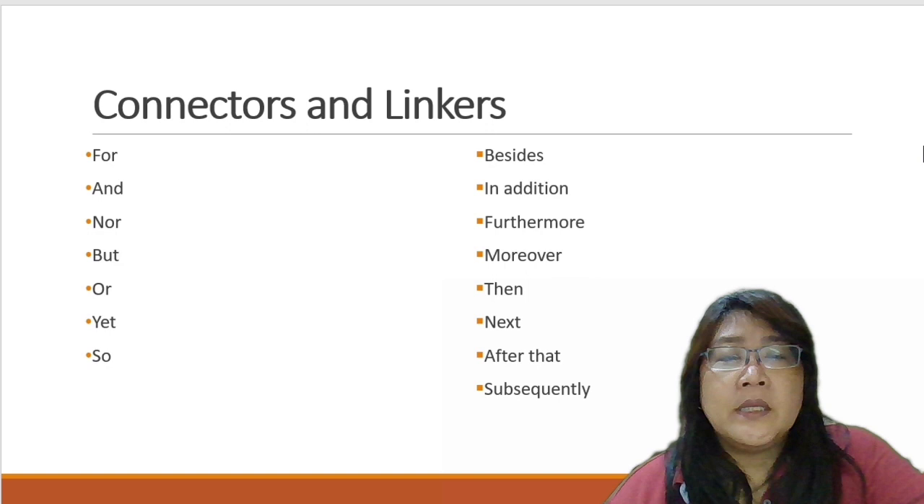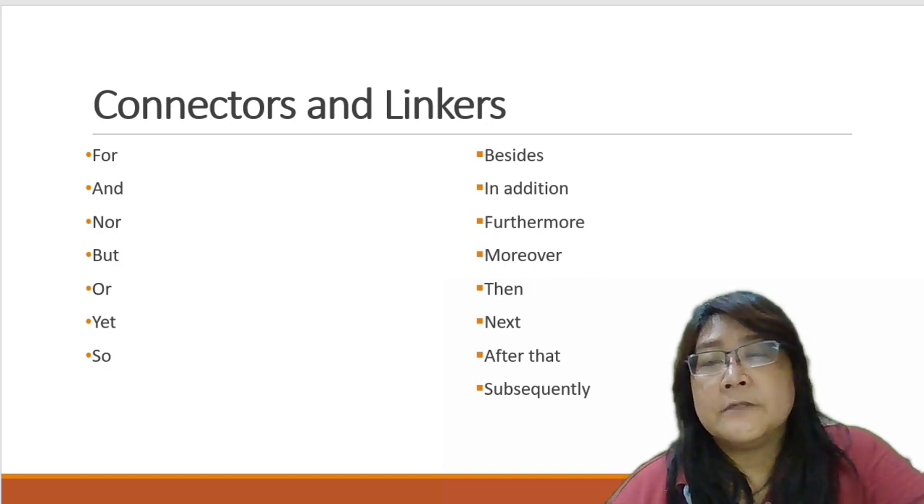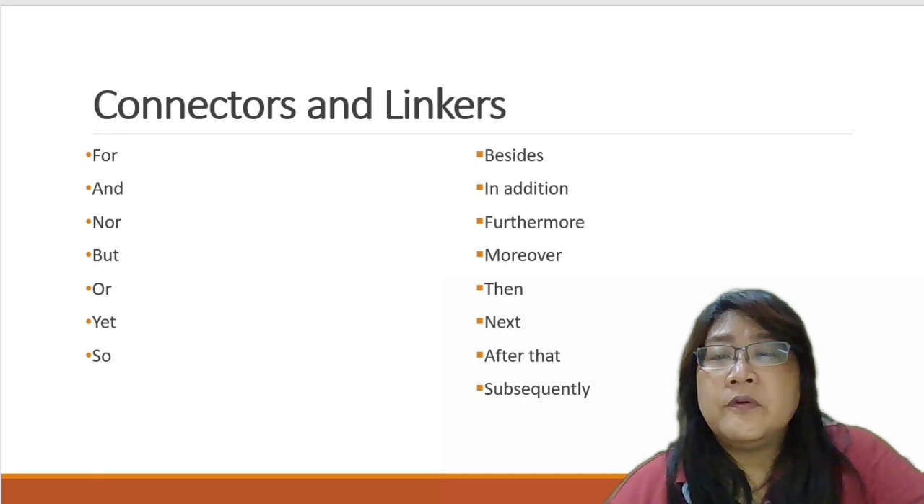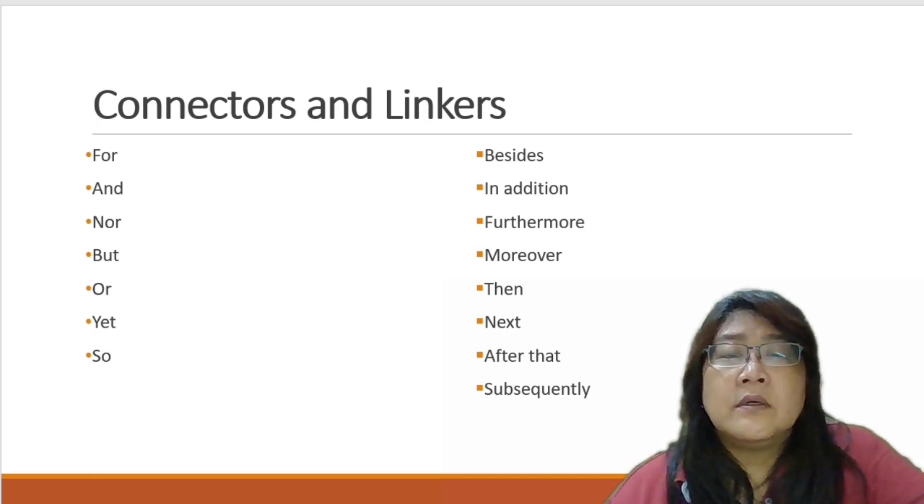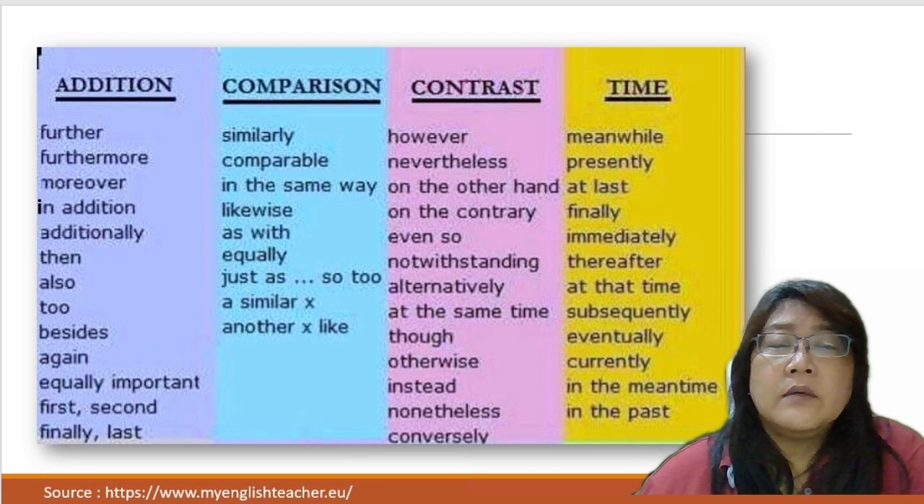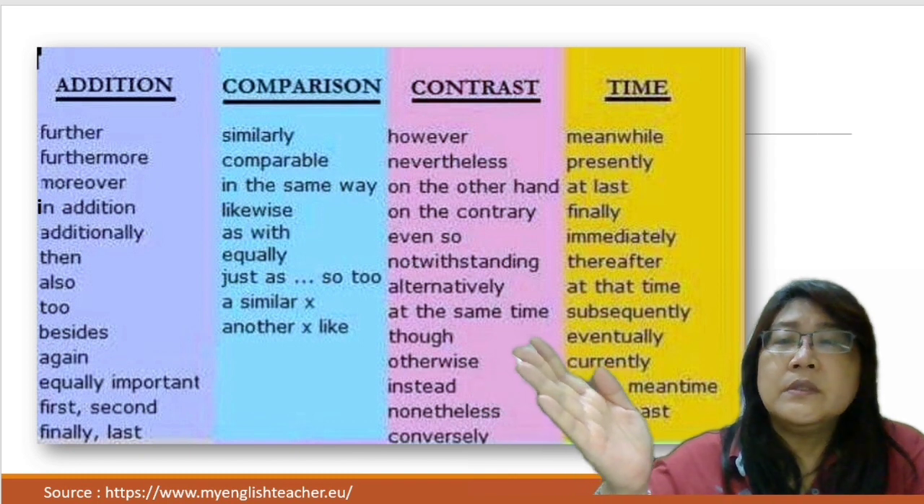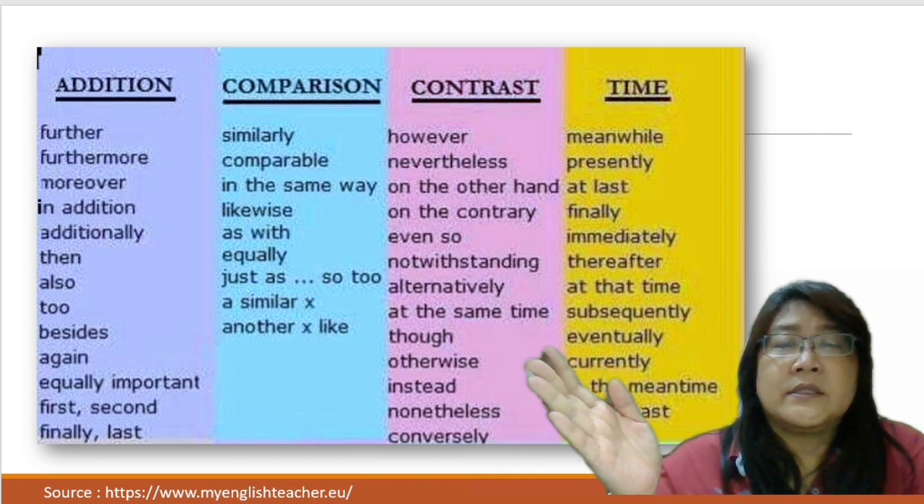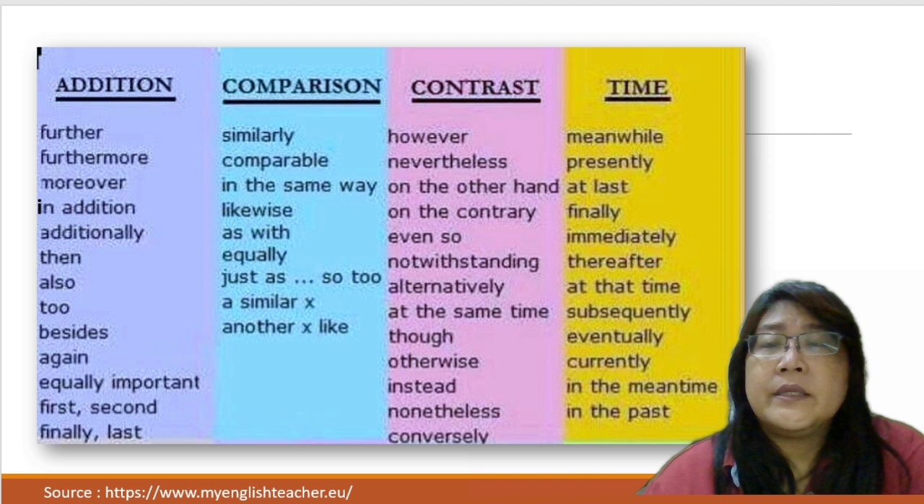Before we begin our writing, let's look at the connectors and linkers that you can use. You can use, for example, for, and, nor, but, or, yet, so, or you can use besides, in addition, furthermore, moreover, then, next, after that, subsequently. Here are also other examples of connectors. You have connectors for addition, comparison, contrast, and time.